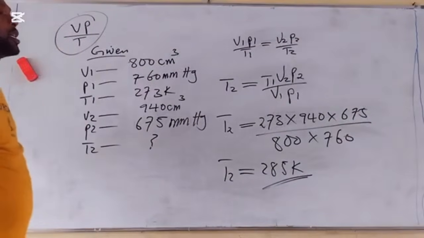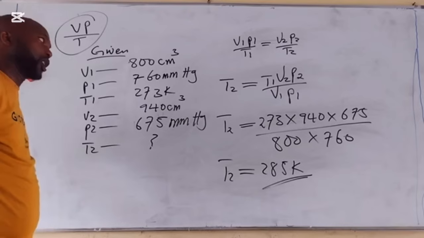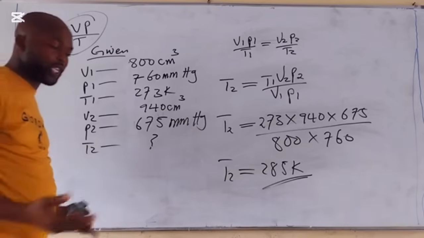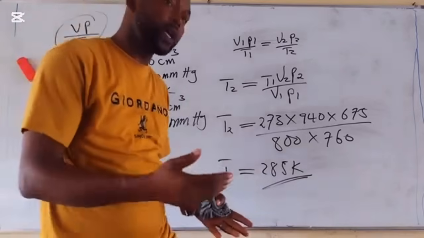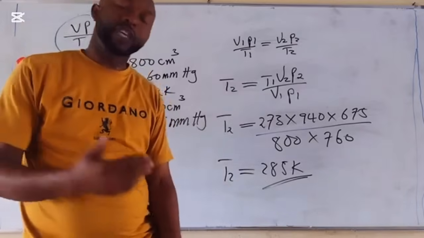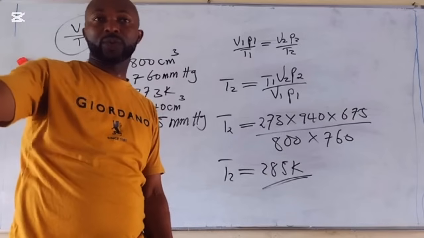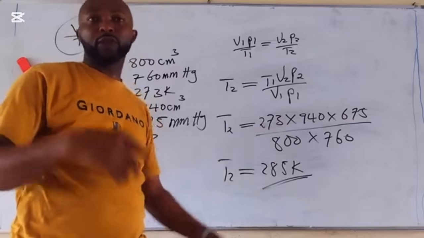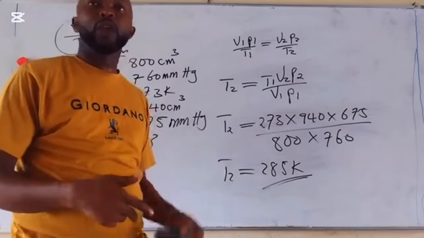So, the general gas law, which we just finished solving, was a combination of Boyle's law and Charles' law. Charles' law has to do with the volume being directly proportional to its temperature, and Boyle's law, the volume being inversely proportional to its pressure.